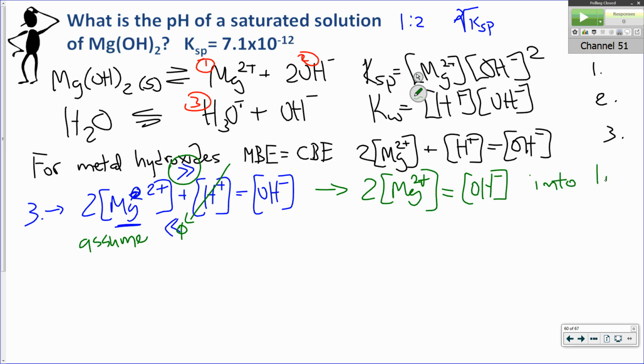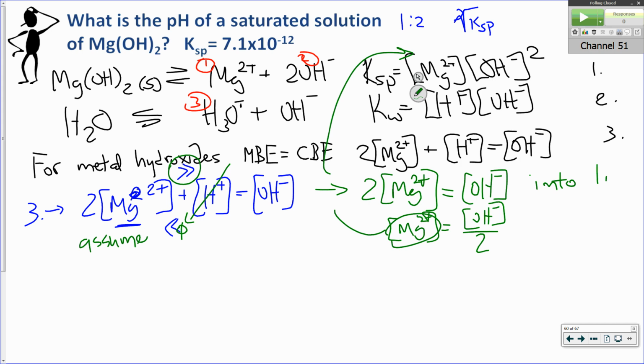equation number 1. All right, so if I'm going to go up to substituting that in, so if I know that 2 times the magnesium equals the hydroxide, that means the magnesium is equal to the hydroxide divided by 2. So what I'm going to do is take this term and substitute into the KSP expression. Now I can solve for the hydroxide.